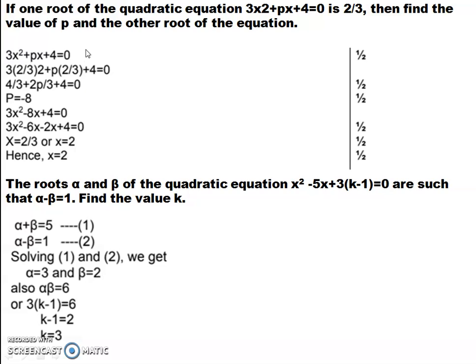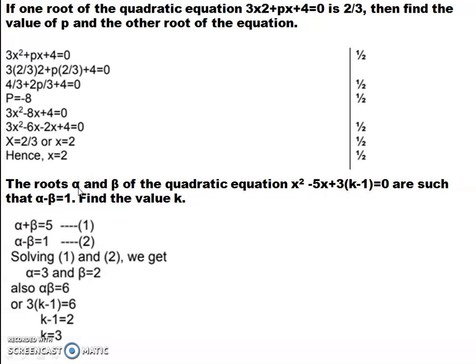Here, substitute x is equal to 2 by 3. You will get p equal to minus 8. Put p equal to minus 8, then factorize the quadratic equation. Here you have used splitting the middle term.